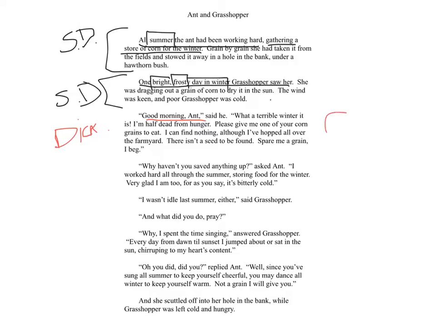So this is the grasshopper in this paragraph here. What a terrible winter it is. I'm half dead from hunger. Please give me one of your corn grains to eat. I can find nothing, although I've hopped all over the farmyard. There isn't a seed to be found. Spare me a grain, I beg. Here we're going to see the response to that in the next paragraph here.